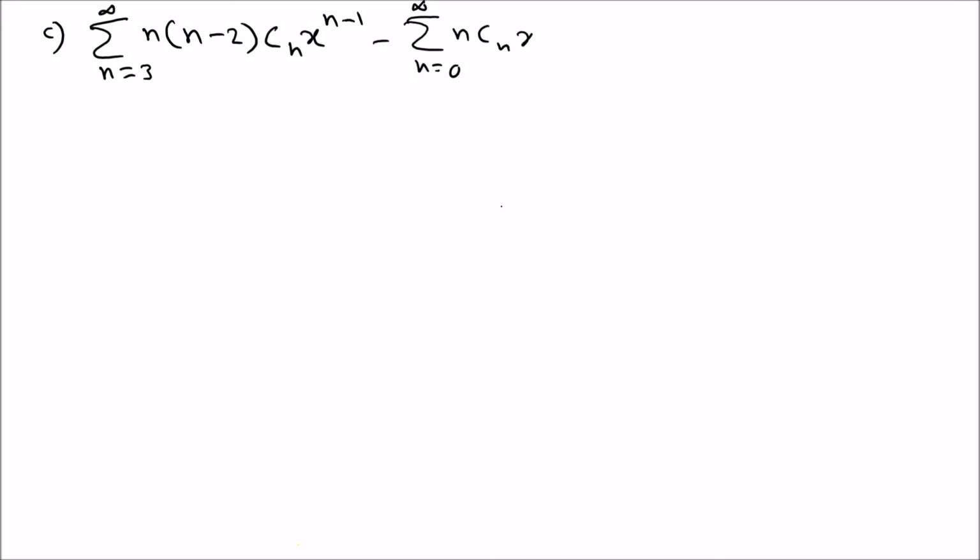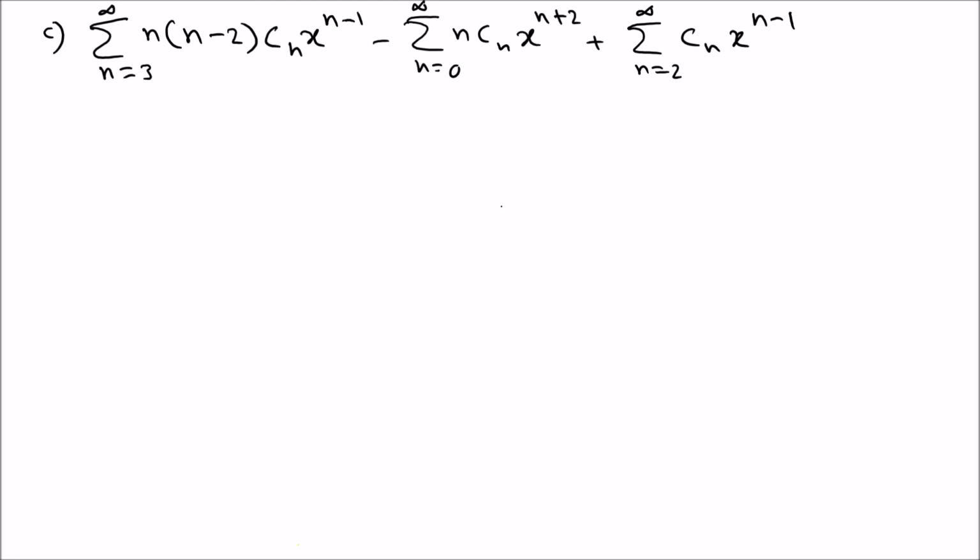So the next one is part C. We do a couple of examples so that it's very clear to you. Let's say sigma n equals 3 to infinity of n minus 2 cn x^(n-1), minus sigma n equals 0 to infinity of n cn x^(n+2), plus sigma, let's say n going from 2 to infinity, of cn x^(n-1).